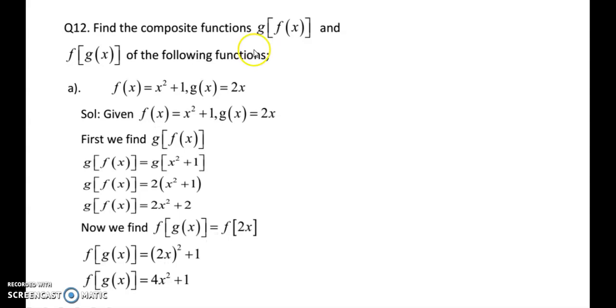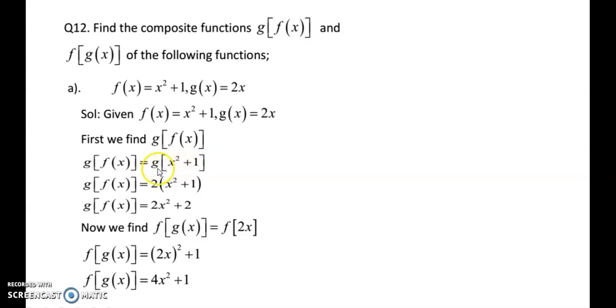Let's solve them. f of x is your first function and g of x is your second function. You have to compose g of f of x. Now look at this function. f of x is the input of this g function. Now what is f of x? f of x here is x square plus 1. So instead of f of x, we have replaced it with x square plus 1.